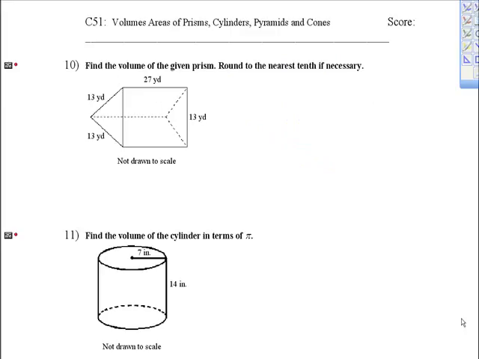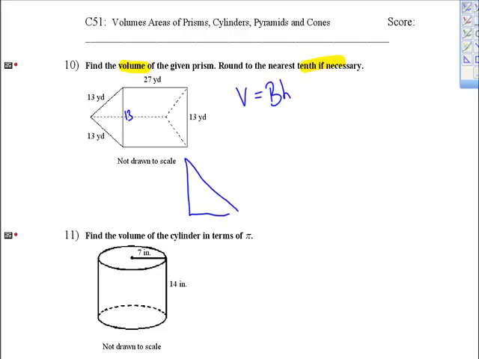Okay, number 10, we're asked to find the volume of a given prism. Round to the nearest tenth if necessary. I notice this prism has triangular bases, and I know to find the volume I need to take the area of the base times the height. Well, I'm looking at this triangle. It's 13 by 13 by 13, so it's an equilateral, or equiangular, triangle.